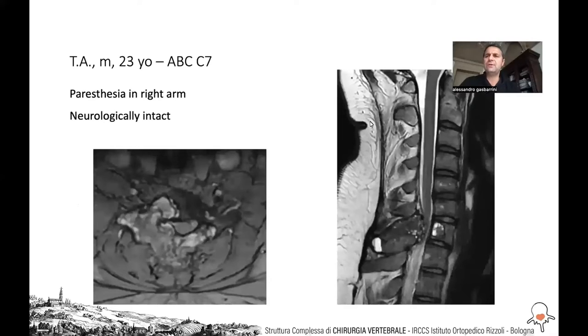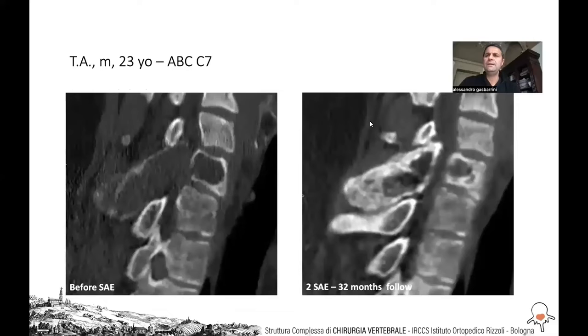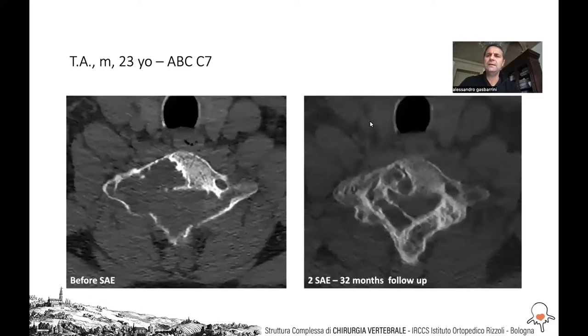Let's see a successful embolization case. This is a young man, 23 years old, with paresthesia in the right arm without any other neurological involvement. He was diagnosed with C7 ABC. The lesion is highly lytic before treatment, but answered pretty well after 2 embolizations. The almost 3 years follow-up actually shows a huge calcification of the cyst, both in the sagittal CT scan and in the axial one.